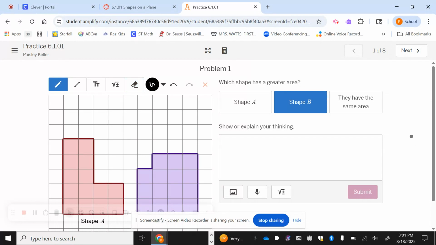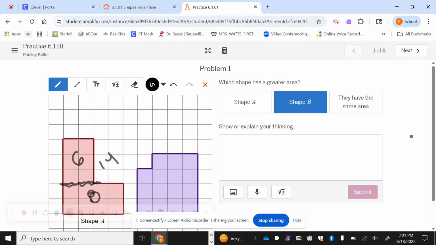And so this L shape here, if I cut it right along there, I end up making a 2 by 3 rectangle, which has an area of 6 square units, and I have a 4 by 2 rectangle, which has an area of 8 square units. And if I added the 6 and the 8 together, I get a total of 14 square units for shape A.